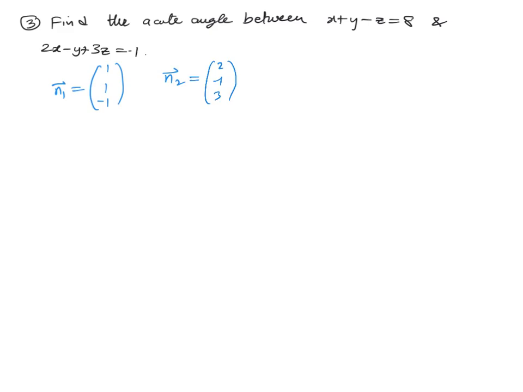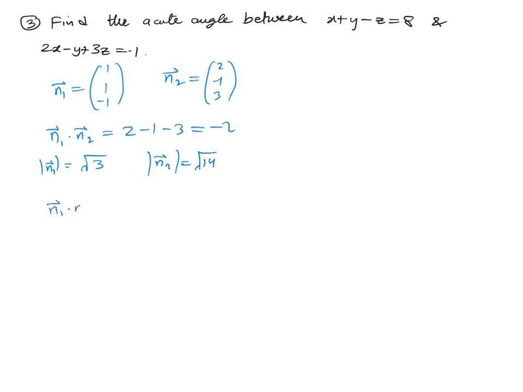So I need to find the dot product, n1 dot n2. So it's going to be 1 times 2 is 2, 1 times negative 1 is negative 1, negative 1 times 3 is minus 3, so you get negative 2. Now I need to know the magnitude of n1, which is going to be square root of 3, and I need to know the magnitude of n2, which is going to be the square root of 14. Again, you can check my mental math there.